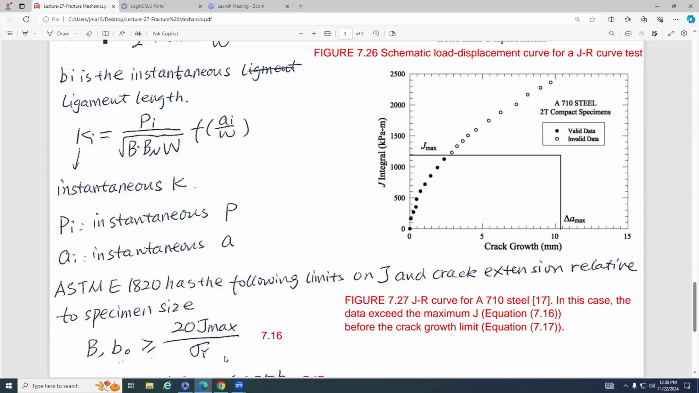Can somebody tell me what sigma_Y is? Is it the yield stress? No, last time we talked about this one.